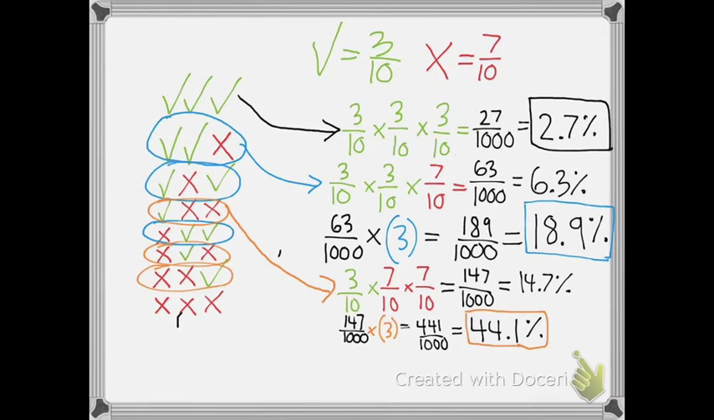So now let's go ahead and move on to our final calculation, which is going to be missing all 3. So this once again, similar thing. We've got 3 x's, which are 7/10 each. So that means that we're going to multiply 7 over 10 times 7 over 10 times 7 over 10. And when you multiply those all together, you should get 343 over 1,000, or 34.3%.